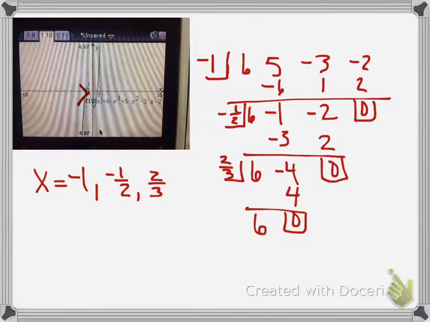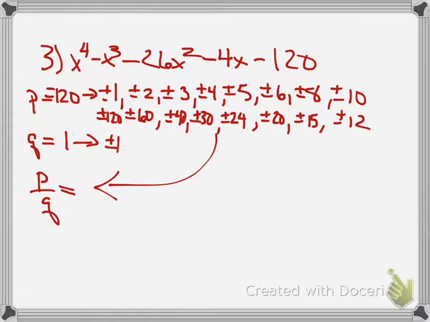Okay, moving on. Look at number 3. Oh, there's just a lot there. Okay, so here's number 3, and there's all the P's and Q's, or the P's, all the factors of 120. Notice how it went 1 and 120, 2 and 60, 3 and 40, 4 and 30, 5 and 24, 6 and 20, 8 and 15, 10 and 12.